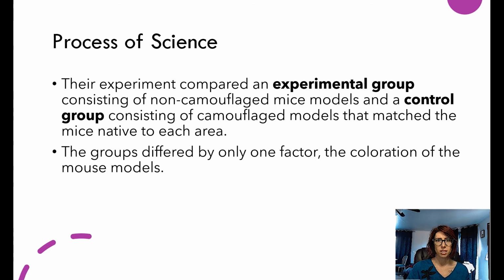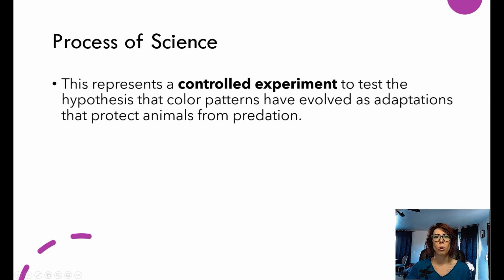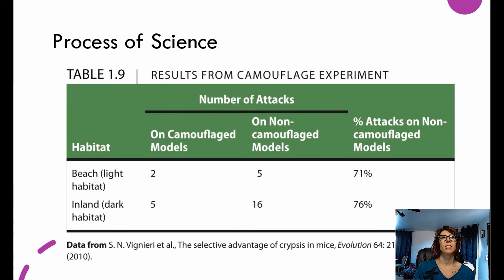So what the control group is are mouse models that are camouflaged to their environment. They represent the natural conditions. So white mouse models on the white beach, brown mouse models on the brown grass, and that is the control group. Experimental group is switched, control group is standard. It represents natural conditions. So this is a controlled experiment. There are variables that are being controlled here. They have a control group to test the hypothesis that color has evolved as an adaptation to protect animals from predation. And you collect the data.